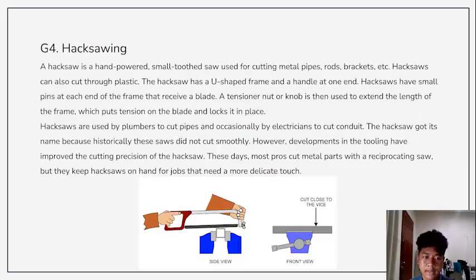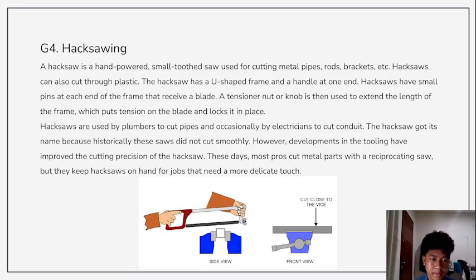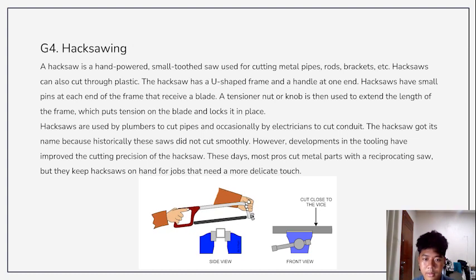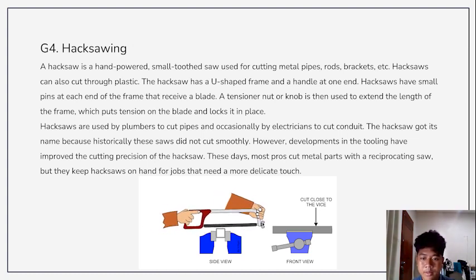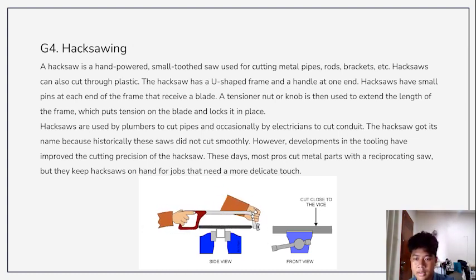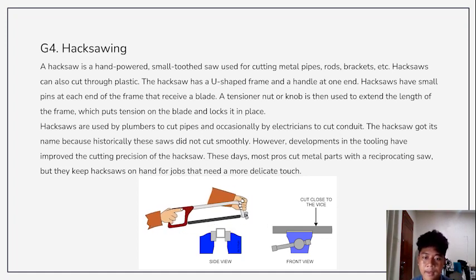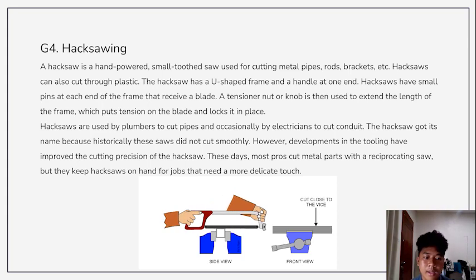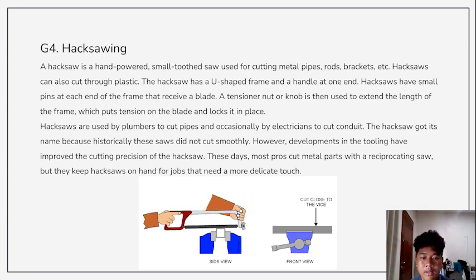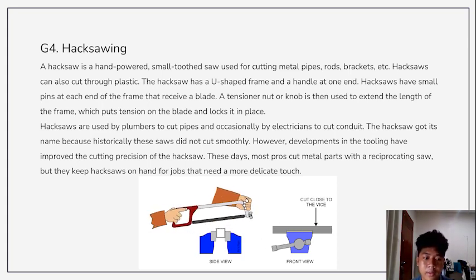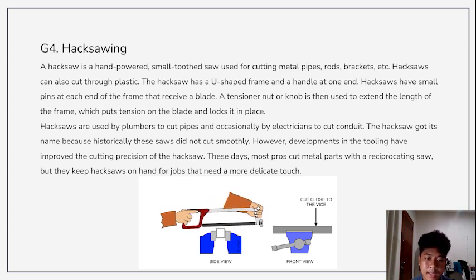Next is hacksawing. A hacksaw is a hand-powered small-tooth saw used for cutting metal pipes, rods, brackets, and others. A hacksaw can also cut through plastic. It has a U-shaped frame and a handle at one end. It has small pins at each end of the frame that retain a blade. A tensioner nut or knob is then used to extend the length of the frame, which puts tension on the blade and locks it in place.